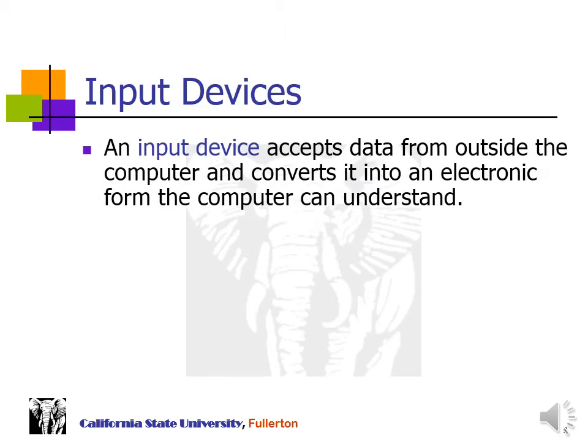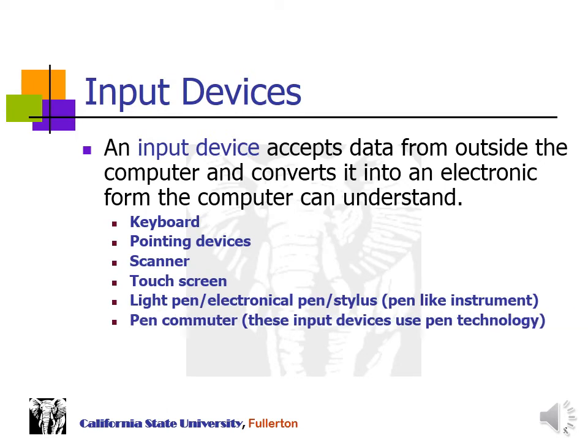An input device accepts data from outside the computer and converts it into an electronic form the computer can understand, such as keyboard, pointing device, scanner, touch screen, light pen, pen computer. Let's take each device alone.